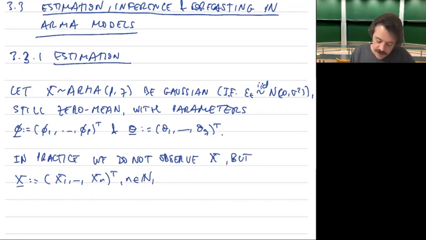Okay, so that's it. Because we want to derive these MLE estimators, we need to look at the likelihood. For the likelihood, we're going to have to compute the covariance. So let's first define the covariance matrix.